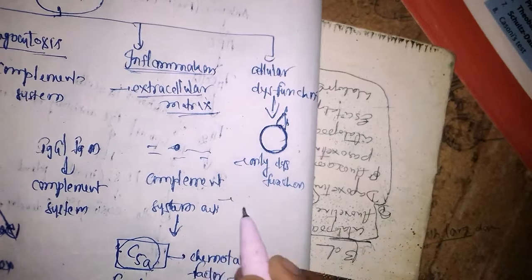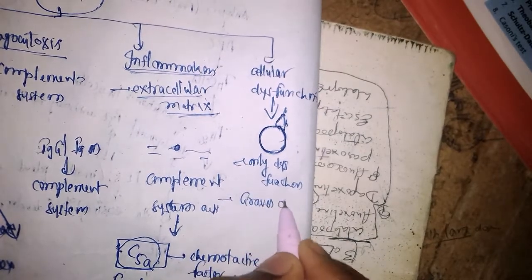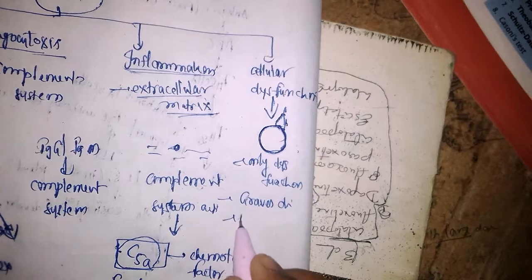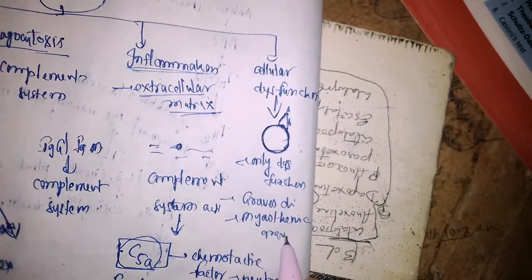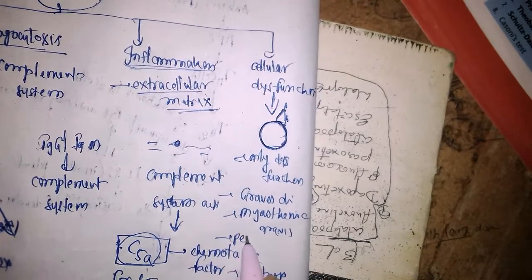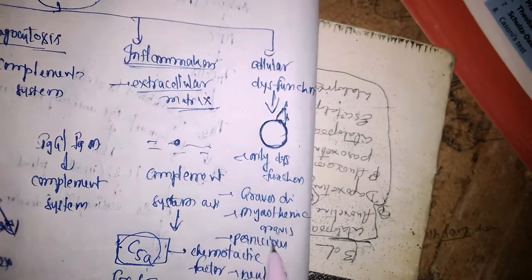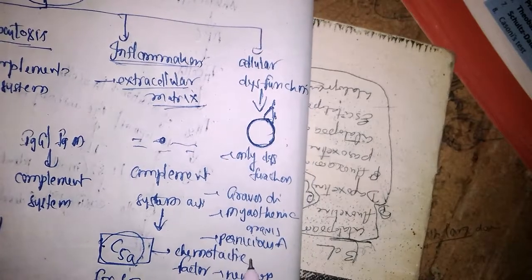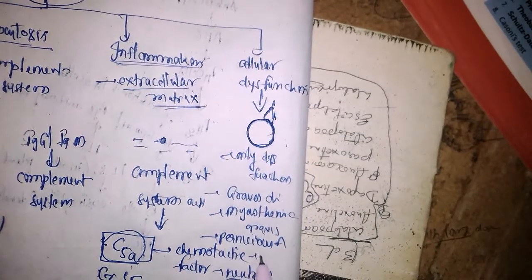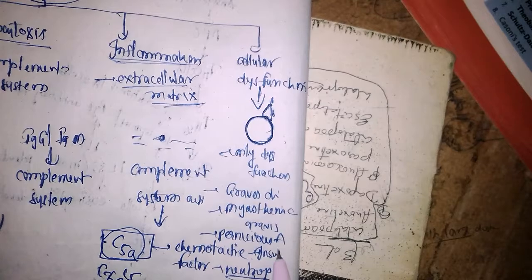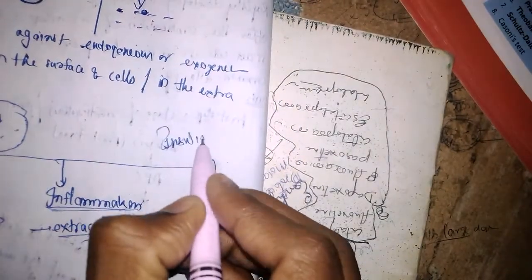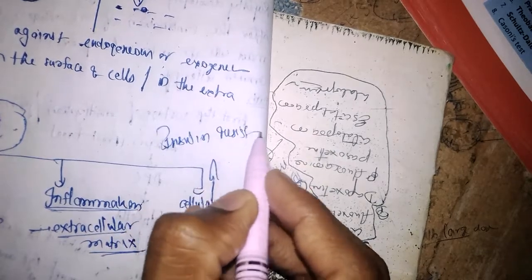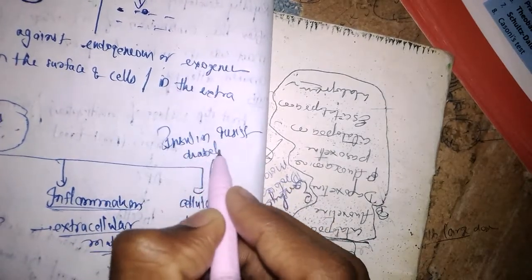Okay, the examples include Graves disease, myasthenia gravis, pernicious anemia, and insulin resistant diabetes. Okay, so let me discuss it once again.